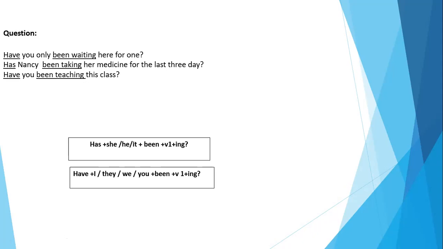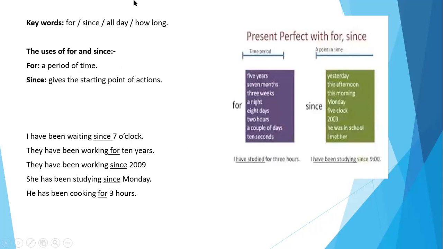for one year. And the question form, we will start with has or have, then we will put the pronoun according to has and have, has for singular and have for plural, plus been plus verb ing. Here we have examples. Have you only been waiting here for one hour? Has Nancy been taking her medicine for the last 3 days? Have you been teaching this class? So that's all about present perfect continuous.